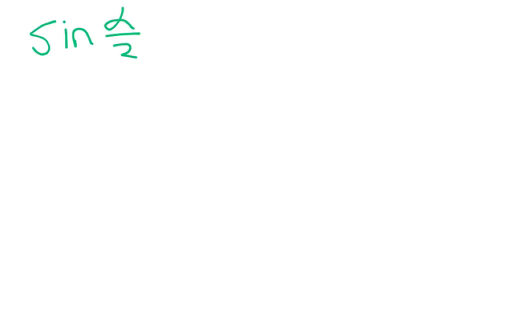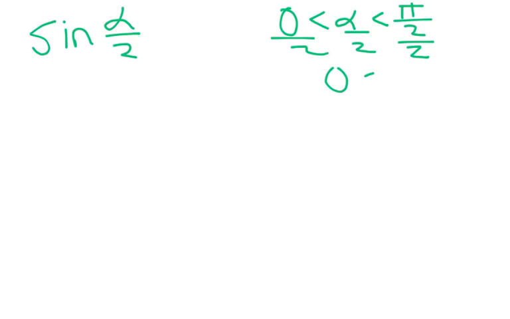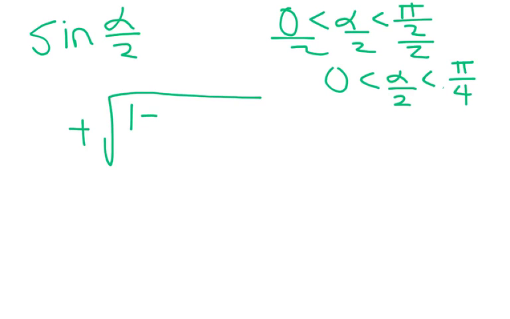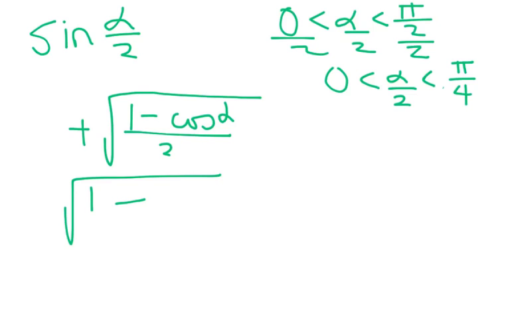We know alpha belongs in quadrant 1, but we have to determine where alpha divided by 2 is. If you divide everything by 2, it still belongs to quadrant 1, because this is 45 degrees here. And since sine is positive, we're going to use the positive formula. That's going to be the square root of 1 minus cosine of alpha over 2, which is 1 minus, what is cosine of alpha? It's 3/5.